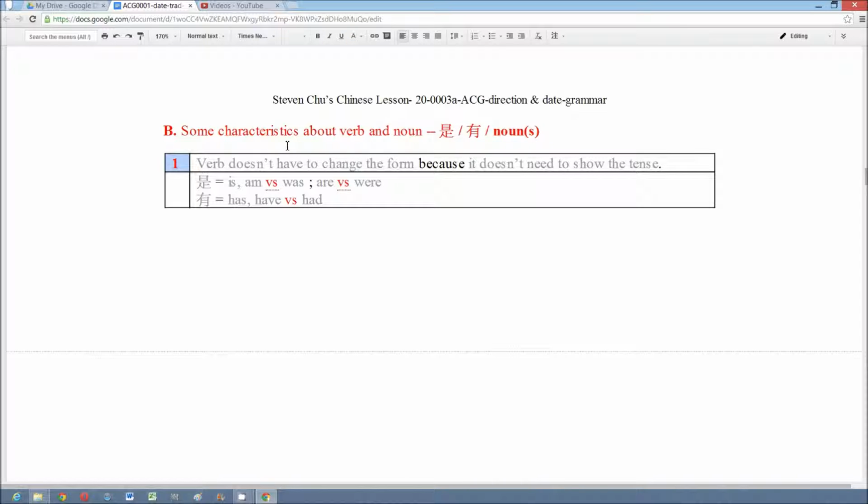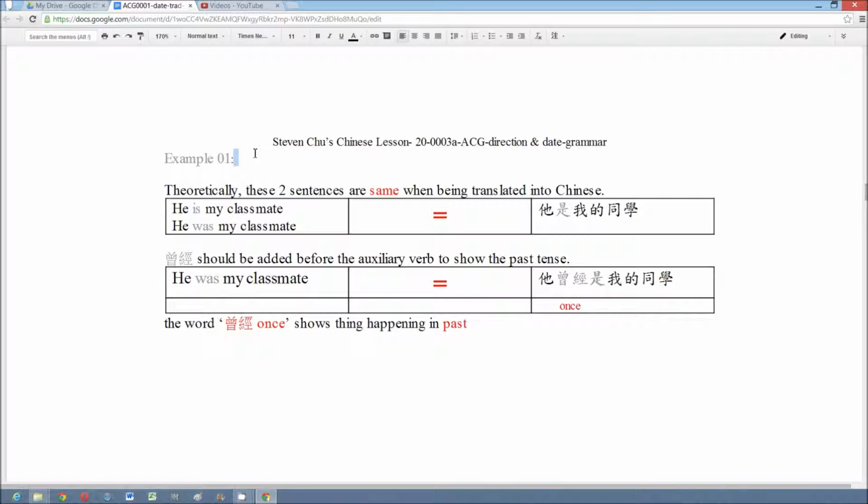The first characteristic is that the verb doesn't have to change its form because we don't use the verb to show the tense. For example, is, am, are, has, and have show the present tense, while was, were, and had show the past tense. But 是 and 有 show both situations. I will use some examples to explain it.